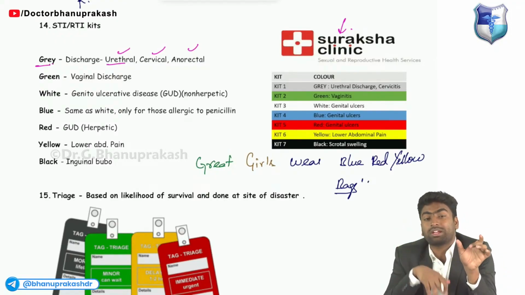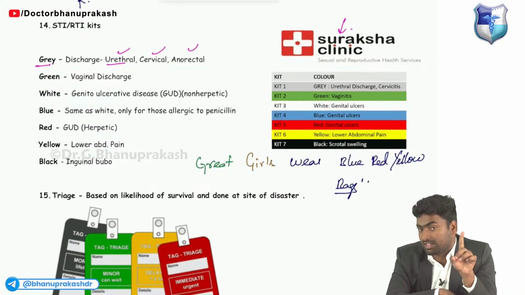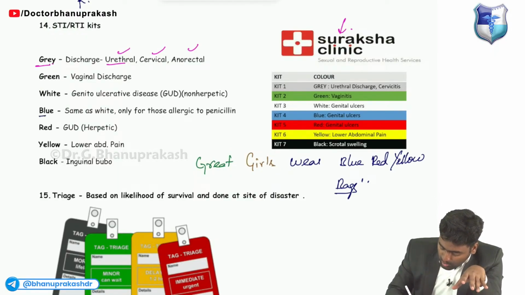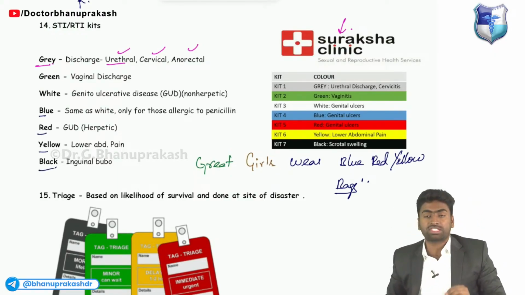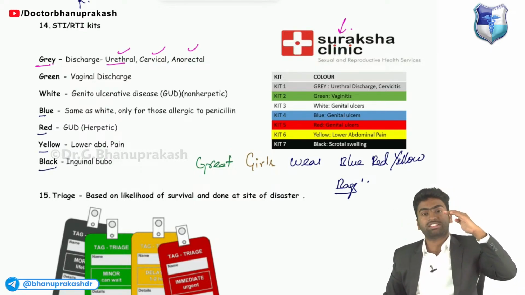So you can remember by this mnemonic what the first sequence is. It is the grey color kit. It is the first kit. Grey, Green, Wear for white, then Blue, Red. So the next one is blue, then red, then yellow, then black. So these are the sequential order of these kits. Just remember how sequentially it is placed.